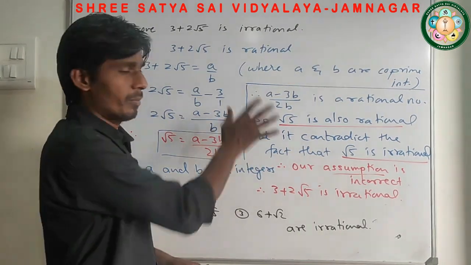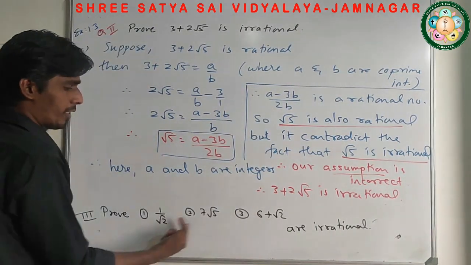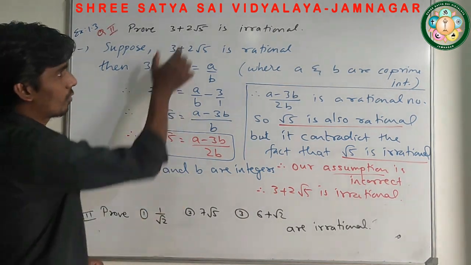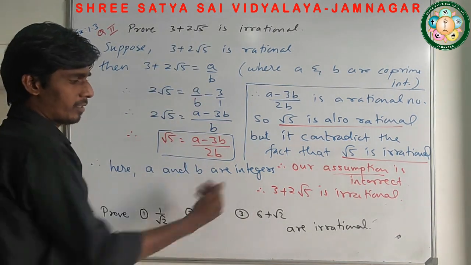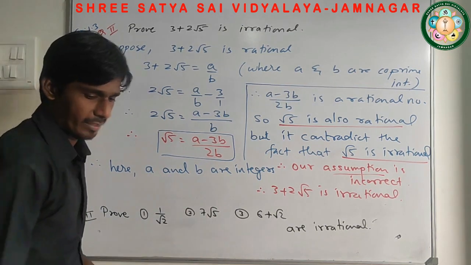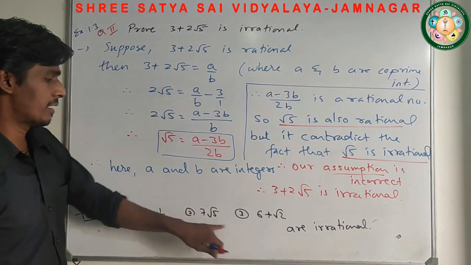Now almost similarly we are going to prove this first, second and third. This third is almost similar to this one. With the same method you can solve this one. Now let me give you a short idea for second one. How to prove this 7 root 5.